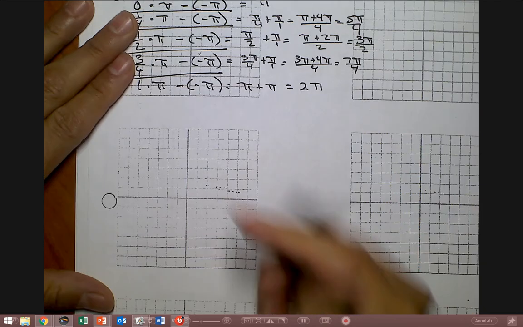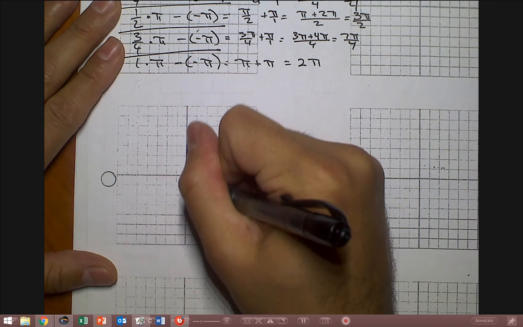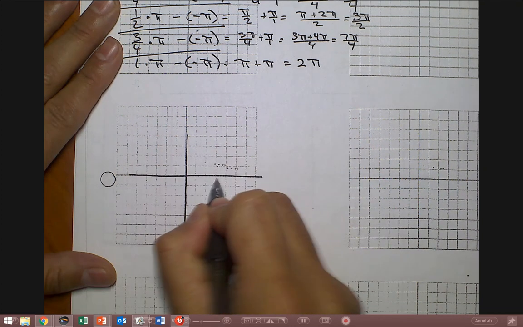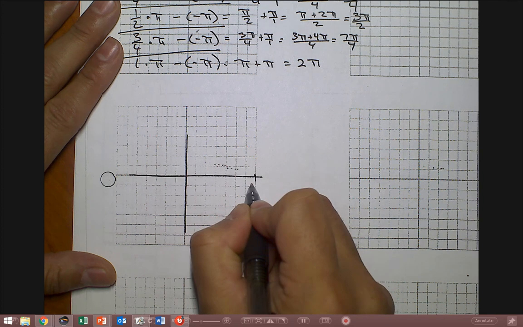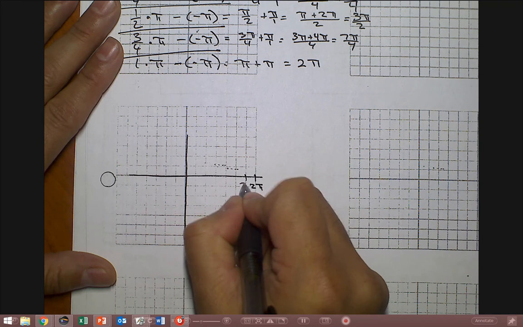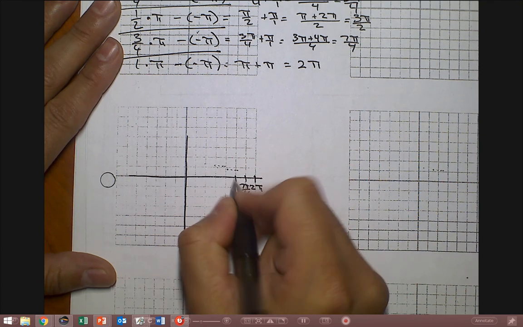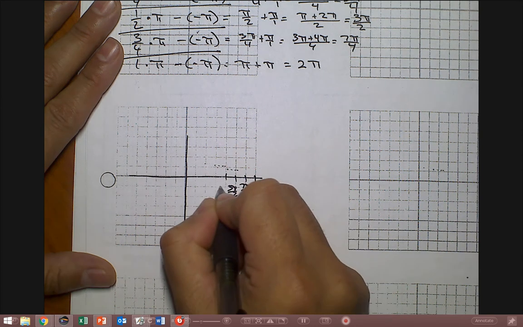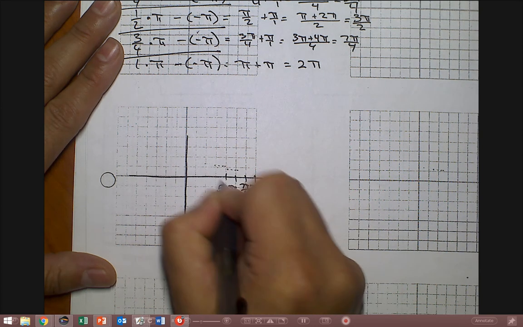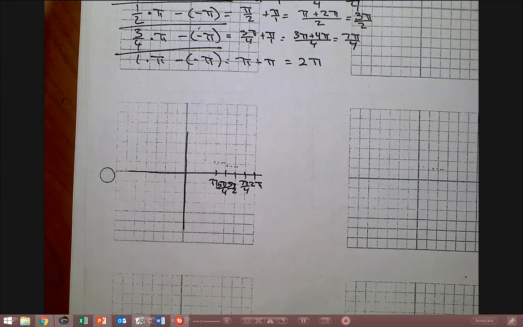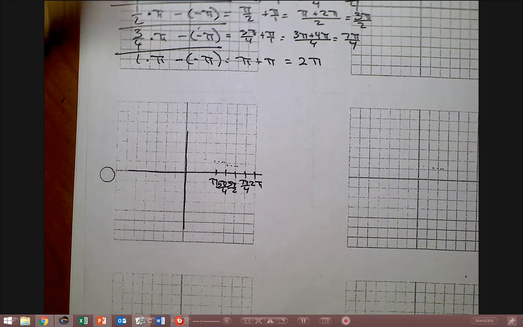So I'm going to use one of these graphs here. If I were to use this, darken it here. So let's call this one right here 2 pi. Next one would be 7 pi over 4, 3 pi over 2, 5 pi over 4, and pi. So I have my increments. They're all on the right hand side here. My amplitude is -1/4.